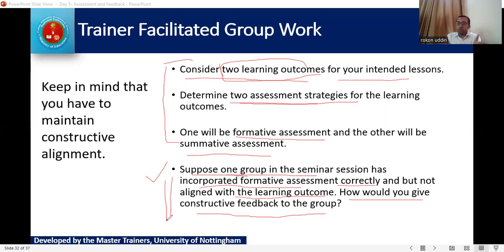Of course, you can use your previous lesson plan template. You just put these things inside your lesson plan template to do your TGW, trainer facilitated group work. So I think you have received a primary, general idea about today's session, and I think this lecture will help you to do your TGW.